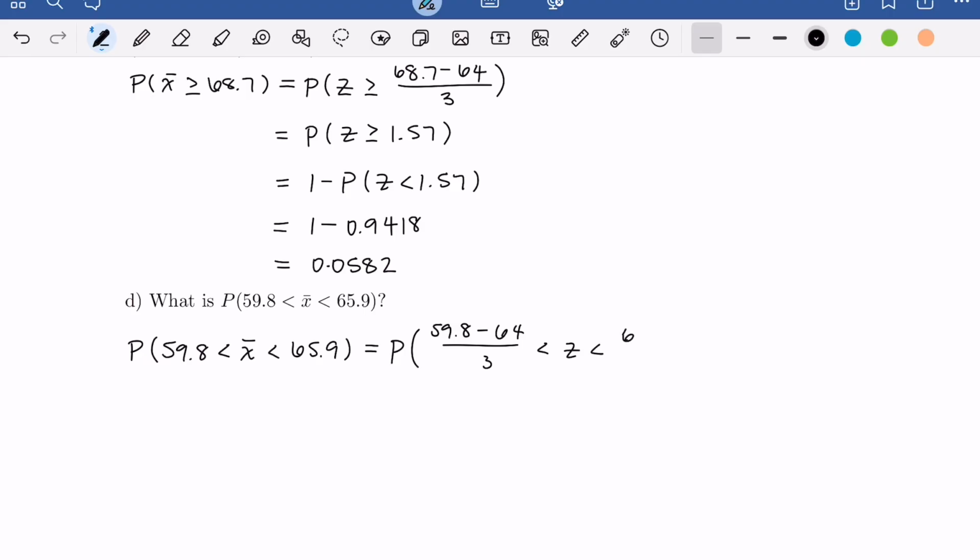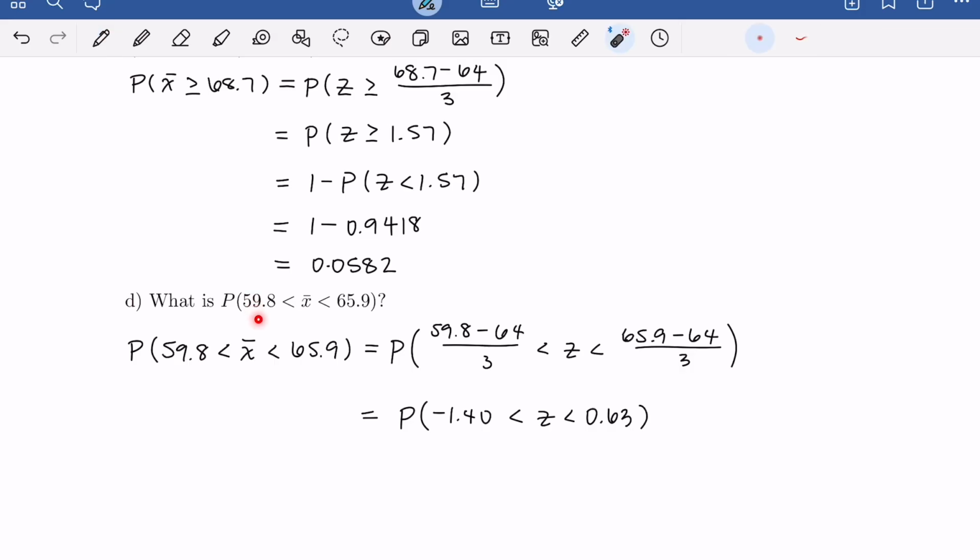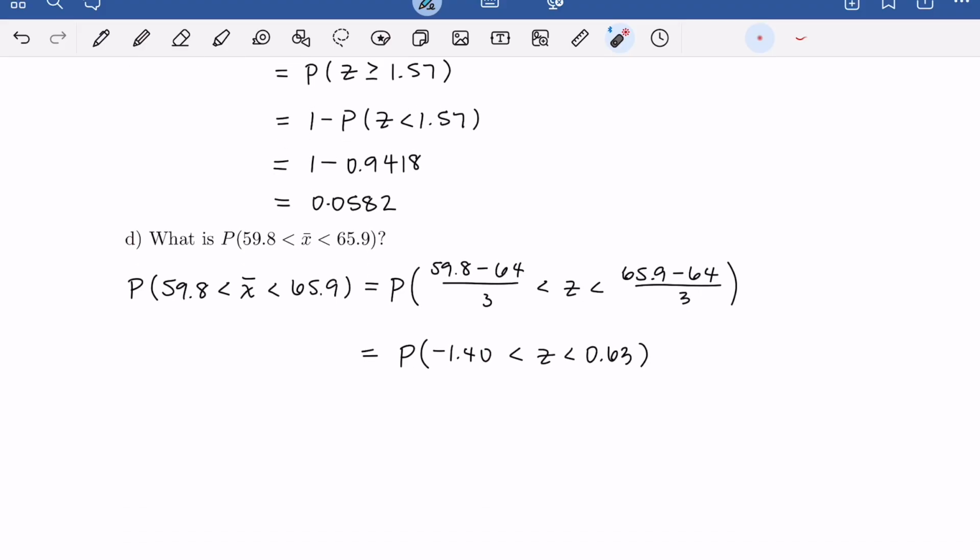And then the 65.9 into a z-score. So just like we've been seeing for the last several examples, we're going to get the corresponding z-score for 59.8 is negative 1.4, and then the one corresponding to 65.9 is 0.63. Now remember, we're trying to find the area between these values here. So we're going to take the area to the left of this guy and subtract out the area to the left of this guy, giving us what's left over in between.